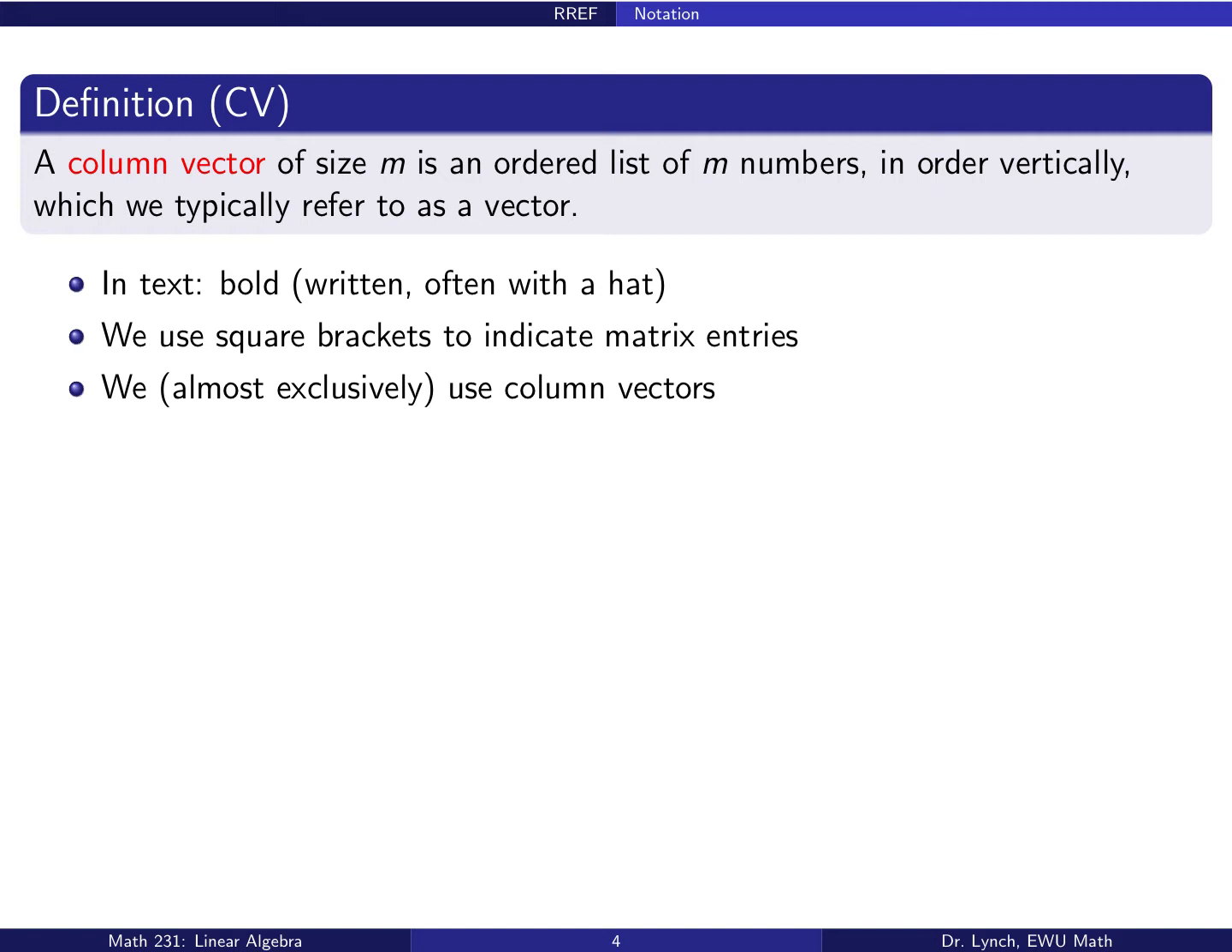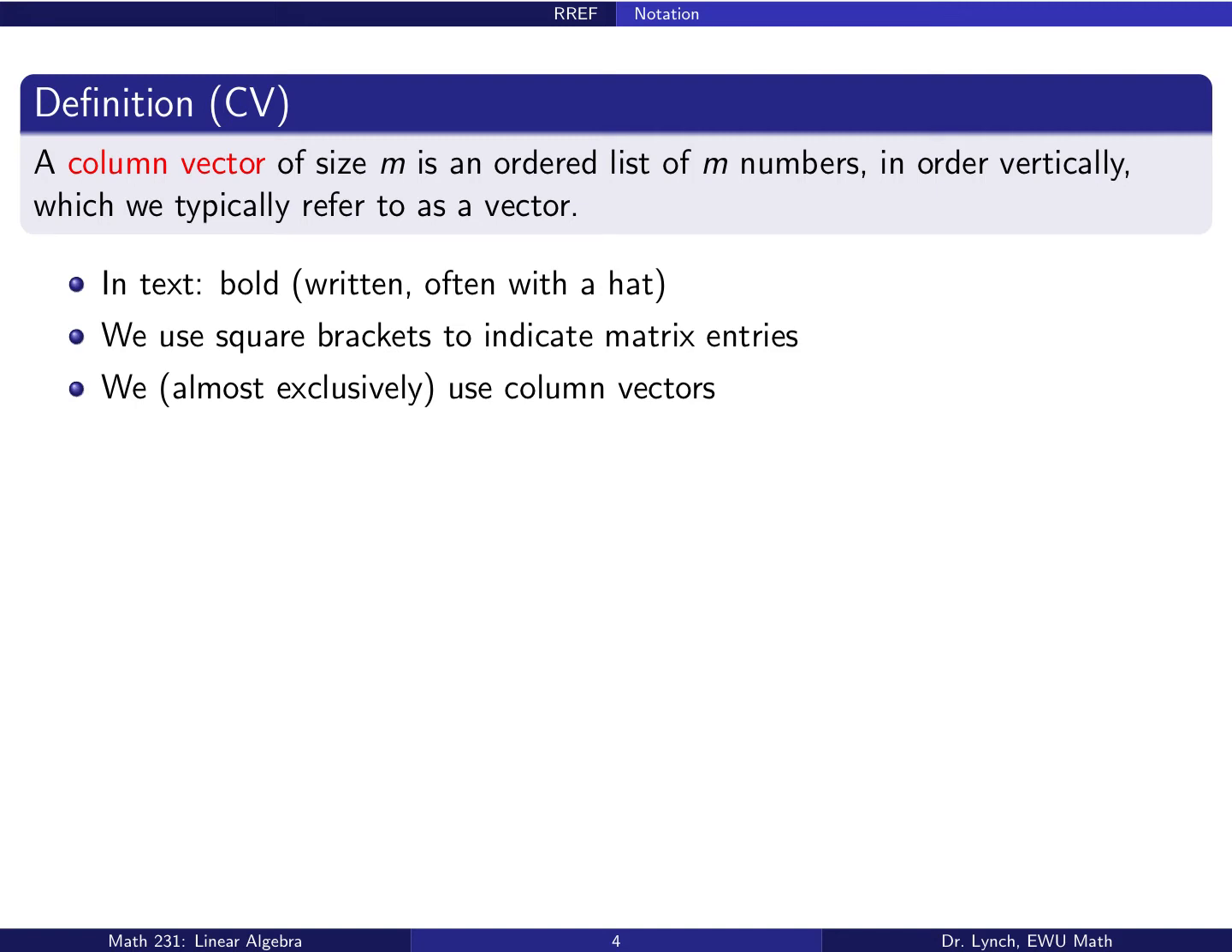Okay, so another definition, a definition of a column vector. A column vector of size M is an ordered list of M numbers in order vertically, which we typically just refer to as a vector. In text, vectors are generally denoted with a boldface. We usually write them with a hat. When we're writing, we'll use square brackets to indicate vector entries, just like we do with matrix entries. And again, we almost exclusively use column vectors.